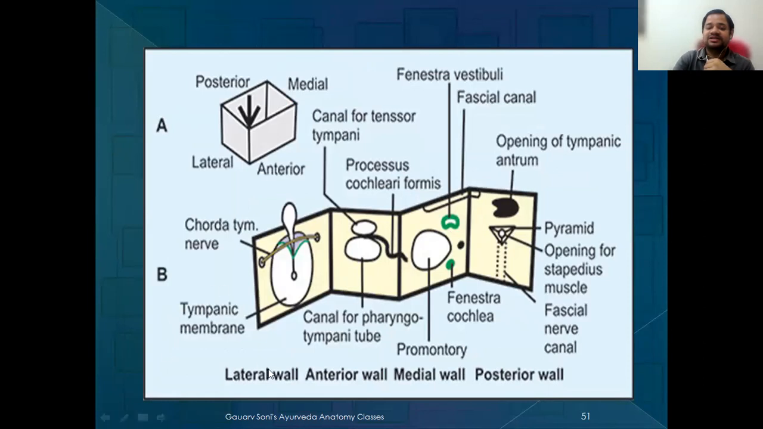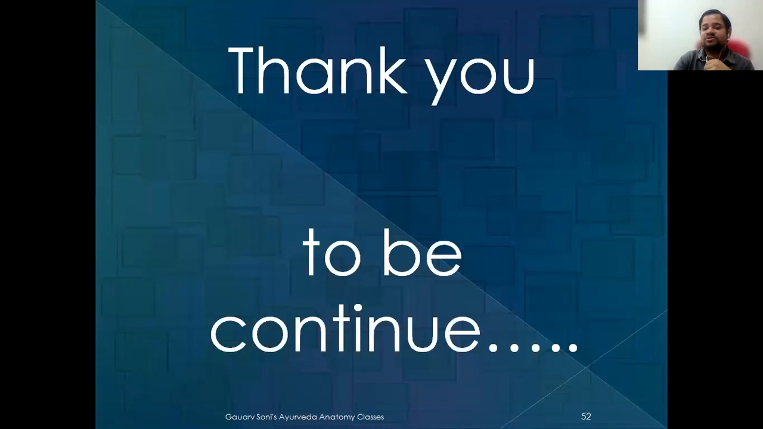So here you can simply understand that the lateral wall, medial wall, anterior wall, and posterior wall can be easily demonstrated with the help of the matchstick model. So just go through the slide again and again so that you get a better picture of your middle ear, especially the boundaries and the structures which are proximal to it, and openings. In the next part, we will complete this middle ear topic. Okay, thank you.